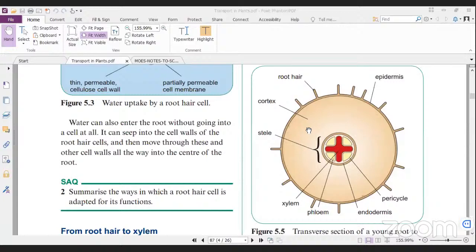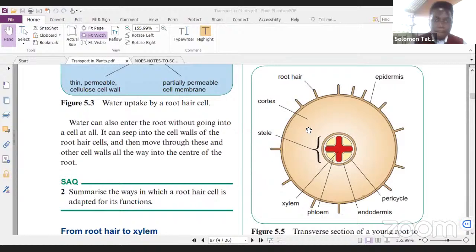One, they have a water potential lower than that of the soil solution, which facilitates a net osmotic flow of water. Yes, we have had that.